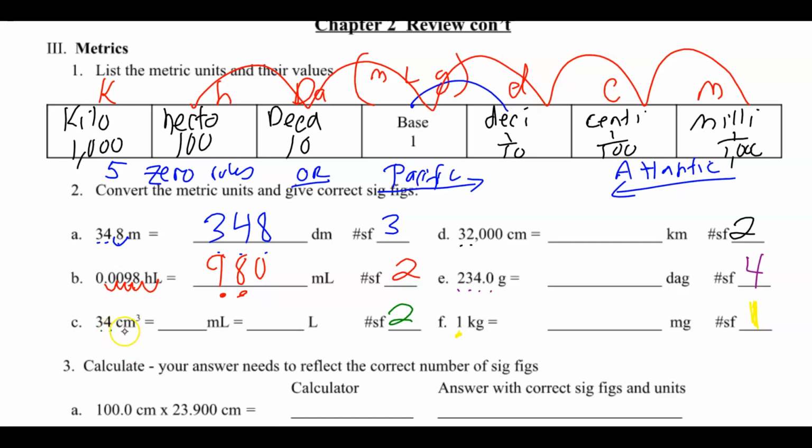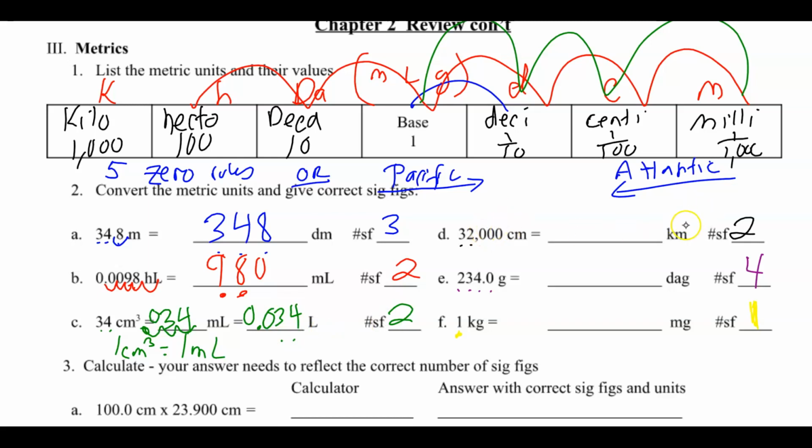And number 4, 34 centimeters cubed. We know that 1 cubic centimeter is exactly equal to 1 milliliter by definition, so that's 34, still 2 sig figs. Now I'm going from milli to liter, to the base. So 1, 2, 3 to the left. 0.034. And yep, I still have those same 2 sig figs.